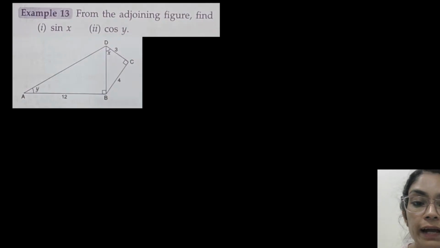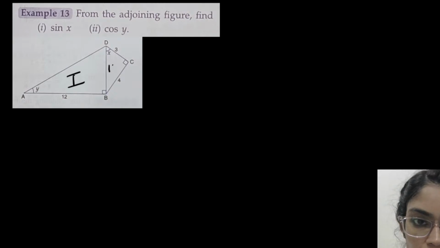So two right triangles are there. Accordingly, we have to find the required values of sine x and cos y. You can see two triangles are there. This is the first triangle and this is the second triangle. I'll just redraw the triangle.